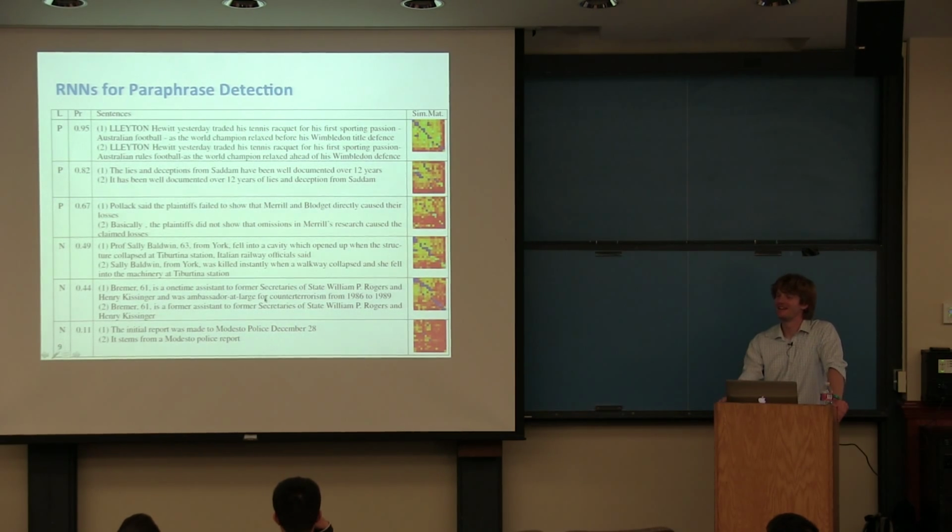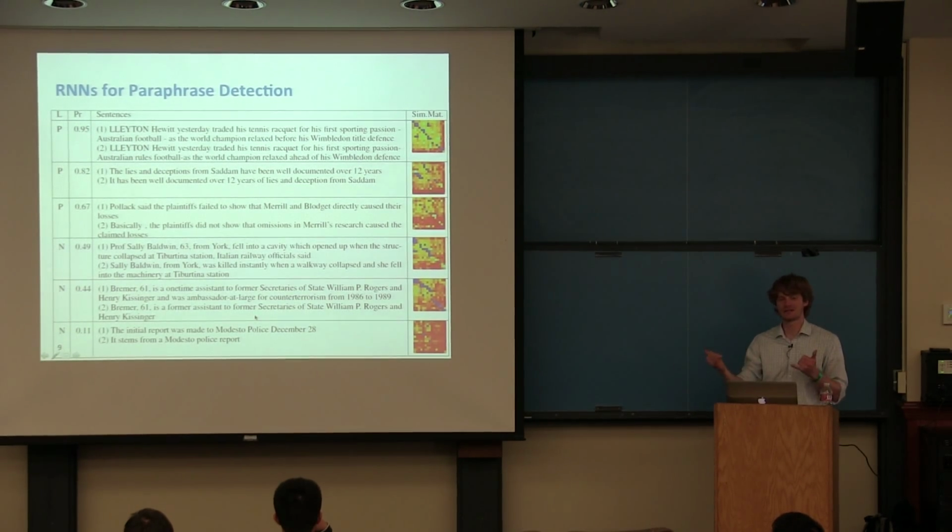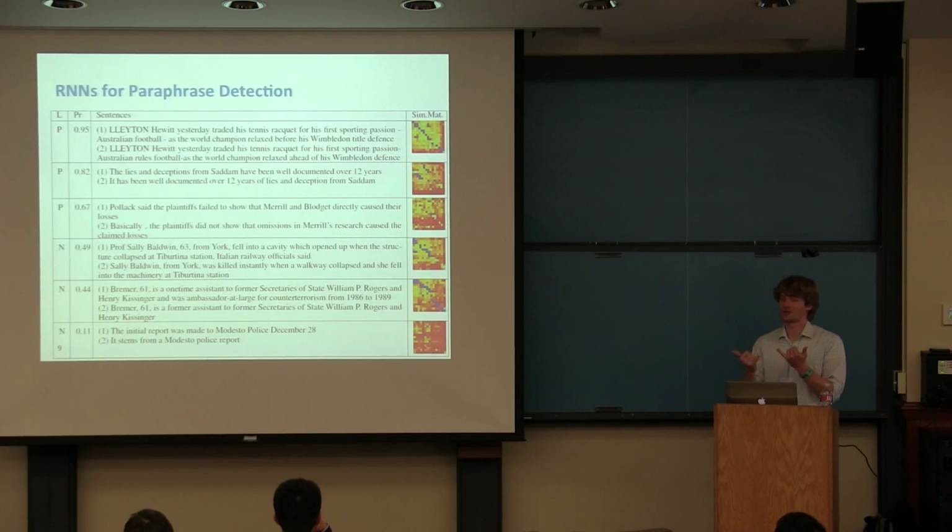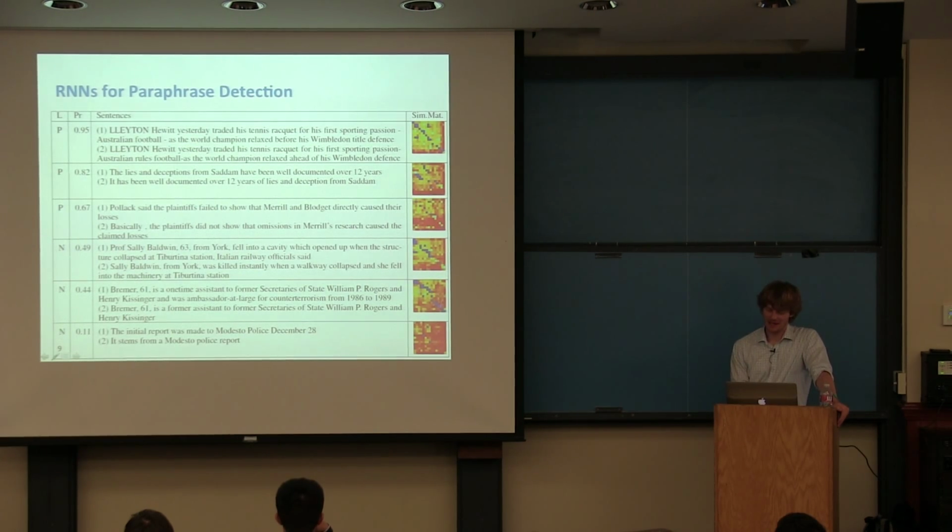Yeah. The first one basically has an entire clause that is missing. Exactly. It has this entire clause here, that Henry Kissinger was an ambassador at large for counterterrorism, and that whole fact is missing from the other sentence, and that breaks the mutual entailment relationship, that if one is true, the other one has to be true as well. And so here you see that this is captured in the similarity matrix. There's some information missing in the other sentence.